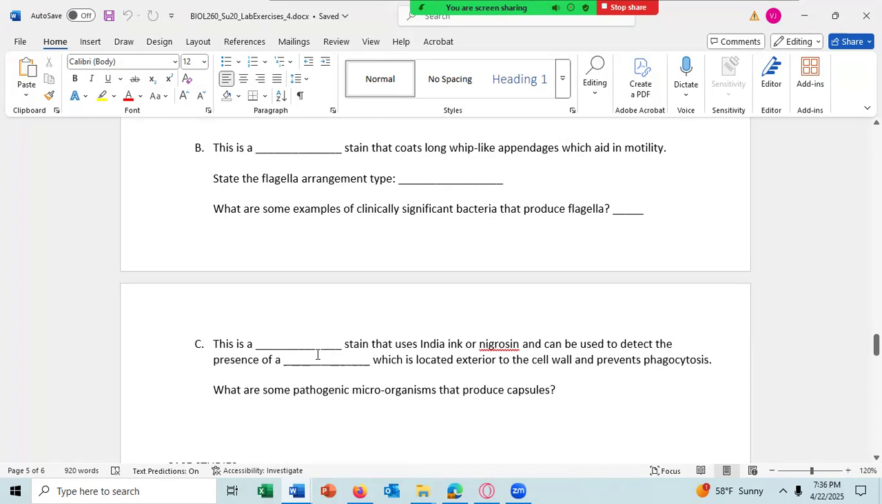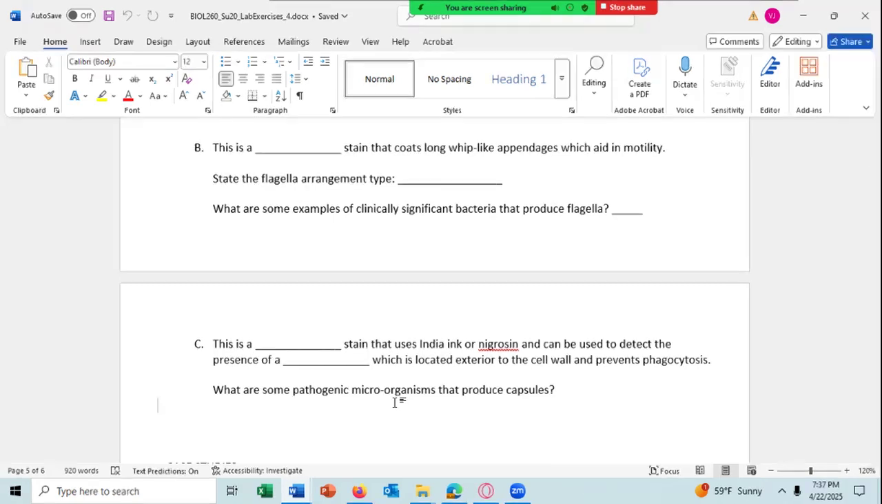5C, this is what stain that uses India ink or nigrosin used to detect the presence of a cell structure. Name the cell structure, which is located exterior to the cell wall and helps prevent phagocytosis. And then 5C3, what are some pathogenic microorganisms that produce a capsule? I've already told you the 2 that I know, but you can list any that have a capsule, and as long as they're pathogenic, it would be correct.